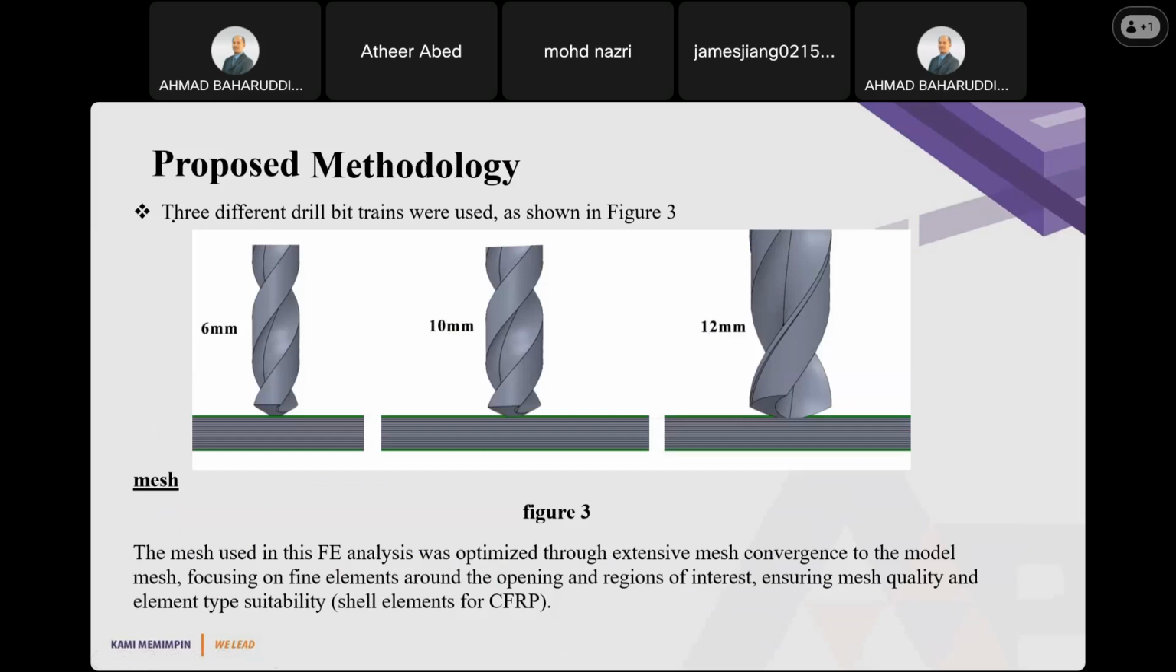Three different dimensions will be used in this study: 6 millimeter, 10 millimeter and 12 millimeter mesh. The mesh used in finite element analysis was optimized through extensive mesh convergence of the modeling mesh. Focus on finite element around the opening and region of interest. Ensure mesh quality and suitable element type.